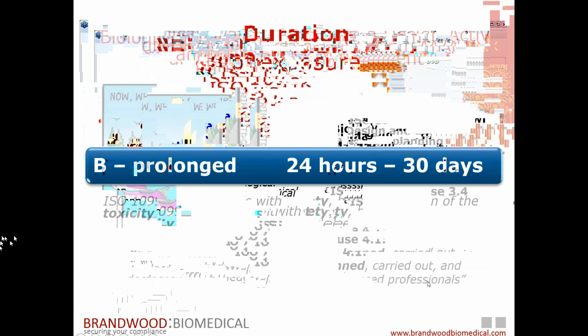Now, I just make a quick note that these definitions of time bands don't align with others used, for example, for device classification purposes in the medical device directives and other GHTF-based regulatory systems. Just as an aside, that does sometimes cause some confusion when people are thinking about device classification as well as looking at the more specific subject of biological evaluation.